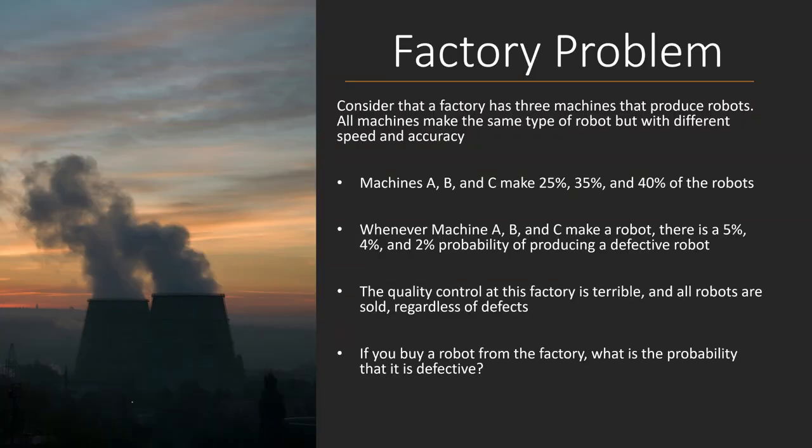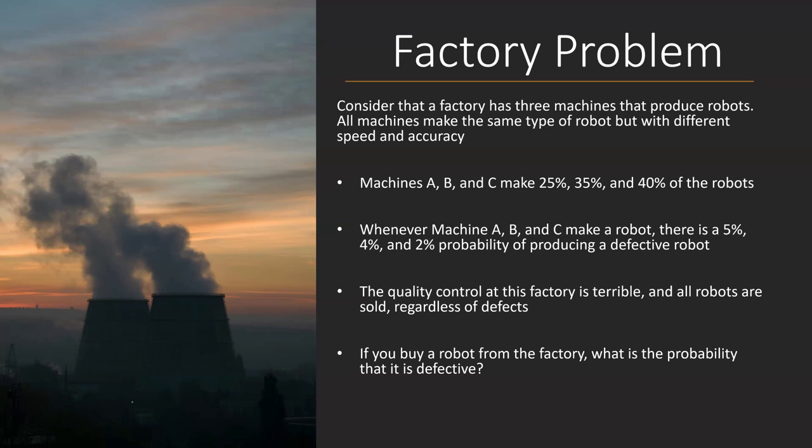Before introducing the total probability theorem, as usual, I'll give this motivational problem that we'll solve before the end of the video. So here we're considering a factory that has 3 machines which produce robots. The machines produce the same type of robot, but they are not equal. Some of the machines are able to make more robots, and they make them with higher accuracy, such that there are fewer defects on the other side. So machine A, B, and C make 25, 35, and 40% of the robots respectively. So C is making way more robots than machine A.